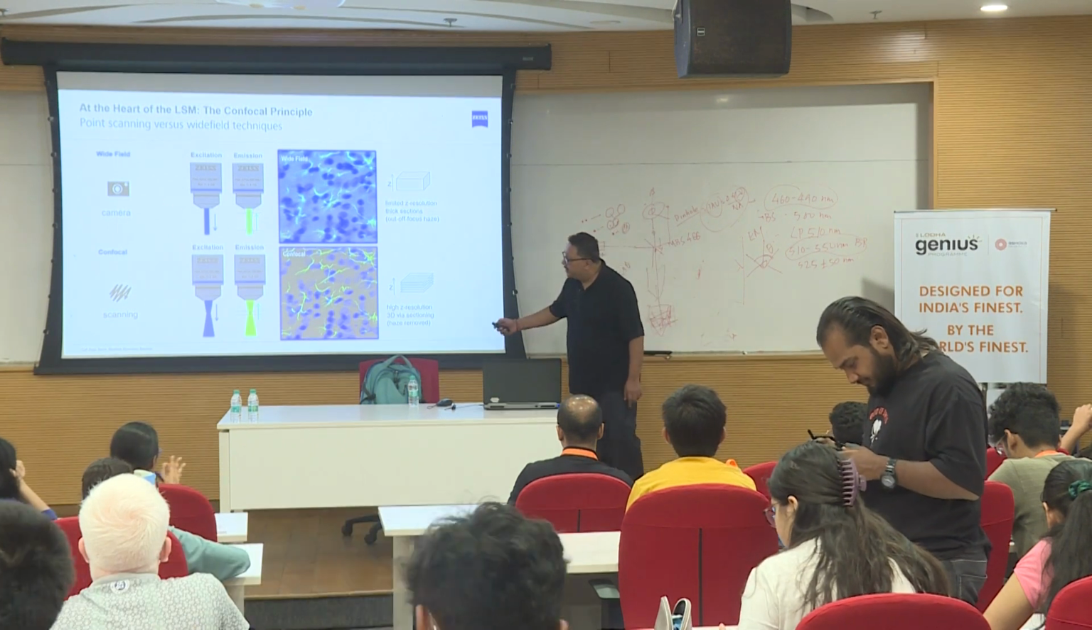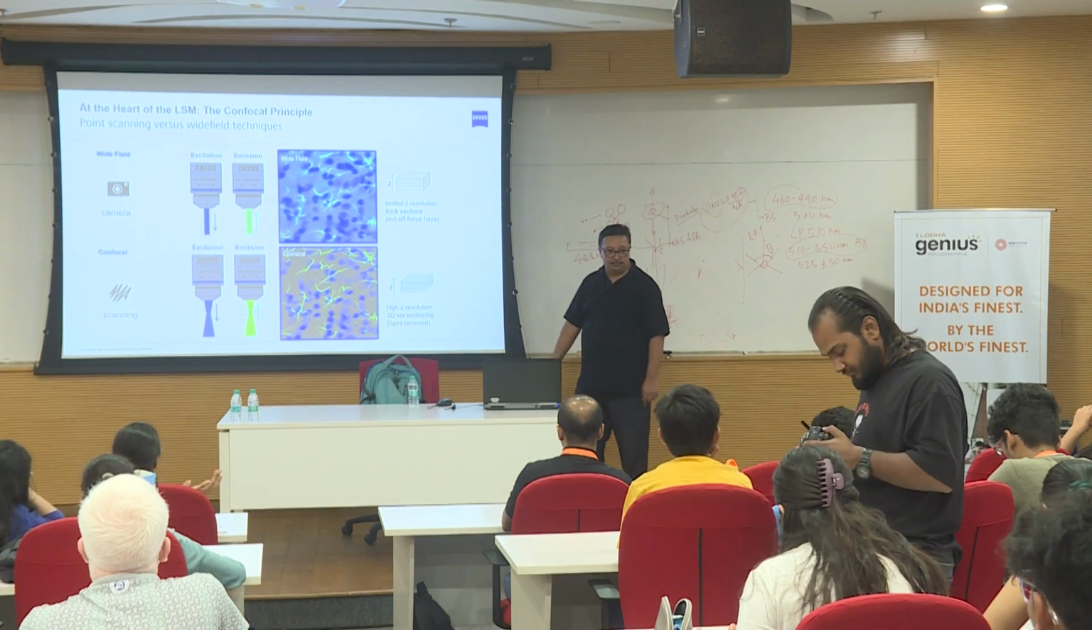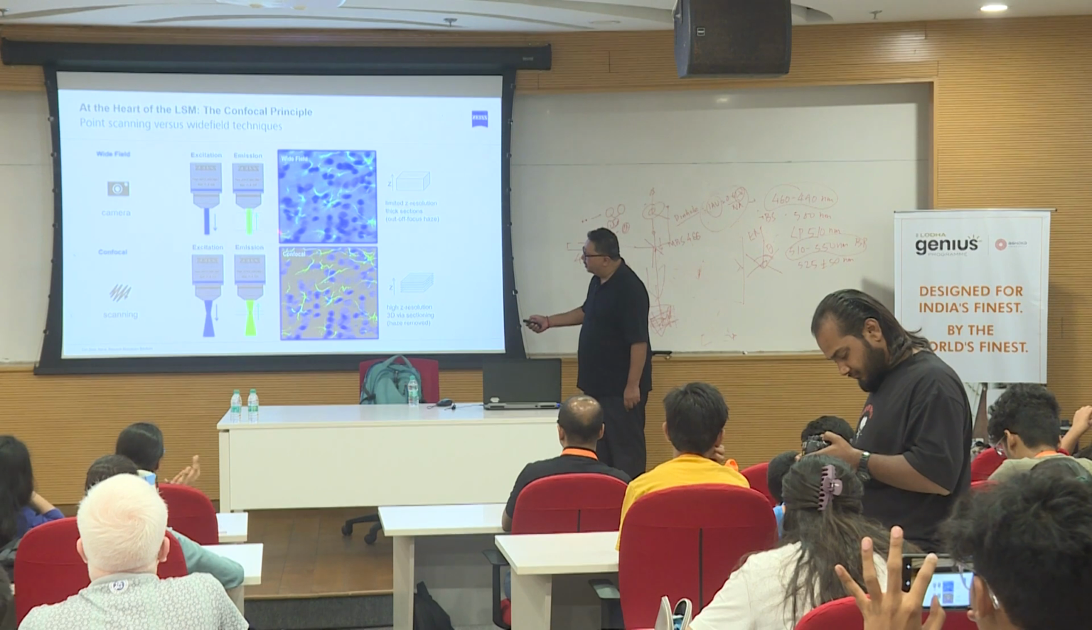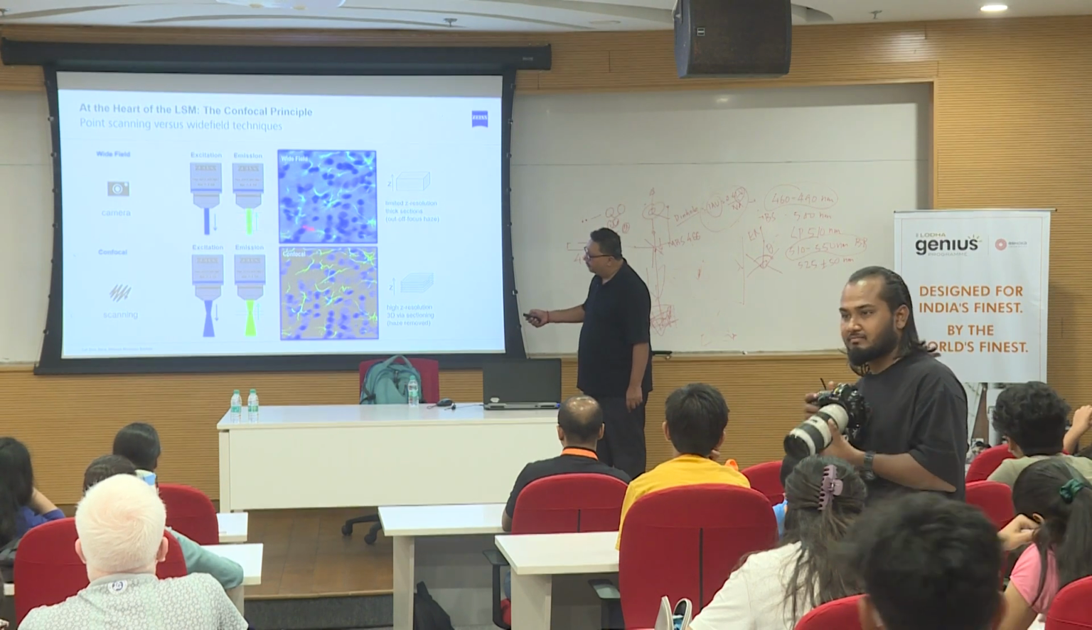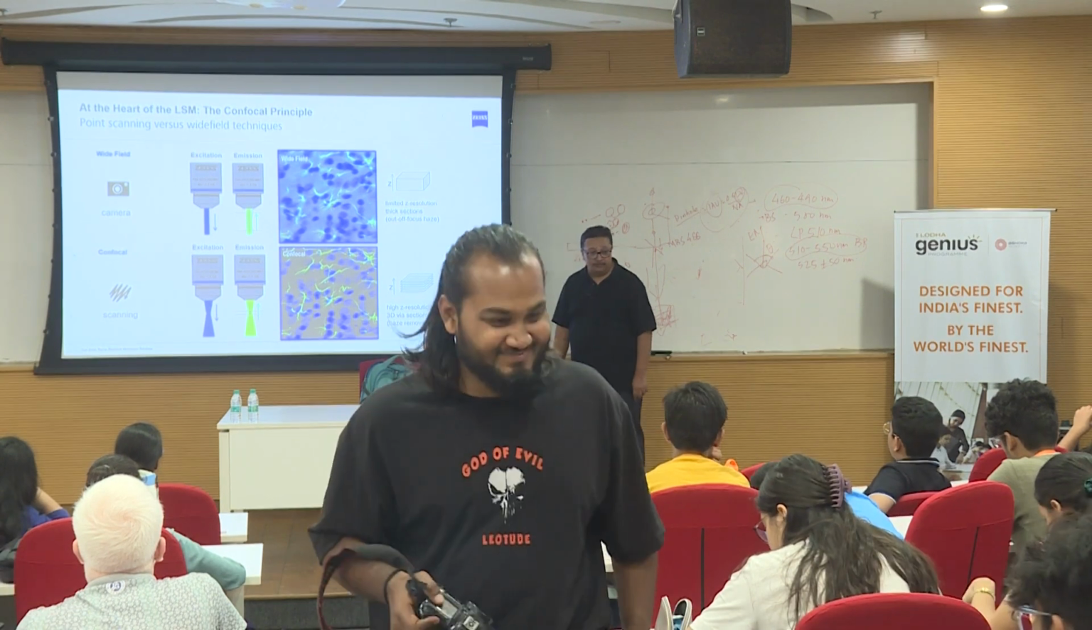Why? Because you excite the whole volume and you collect emission out of the complete volume, which means in-focus information plus out-of-focus information, everything is collected. What happens in a confocal?